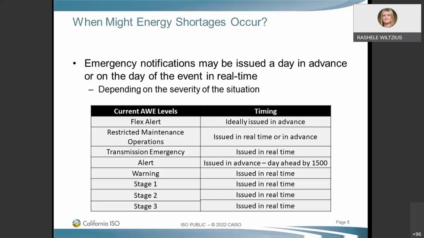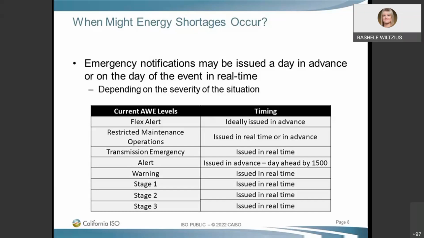What you're seeing in front of you right now, for those of you that aren't familiar with our AWE levels, is, over to the left, a list of the current AWE levels, and over to the right, the timing in which we send them. So we have our flex alerts. Ideally, we're issuing those in advance, with as much advance notice as we know. We have our restricted maintenance operation notices. Those are issued in real time or in advance as needed. Our transmission emergencies are issued in real time. We have our alerts, which are issued in advance, typically the day ahead by 1500 hours. And then we have our warnings, our stage 1, stage 2, and stage 3, which are issued in real time.